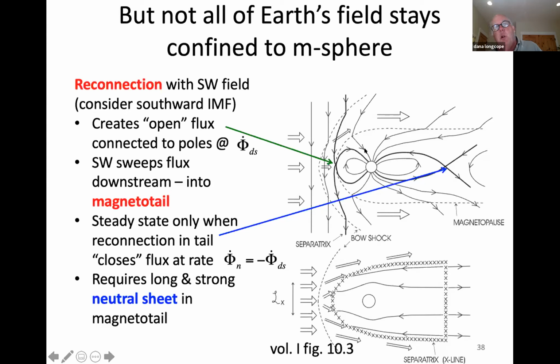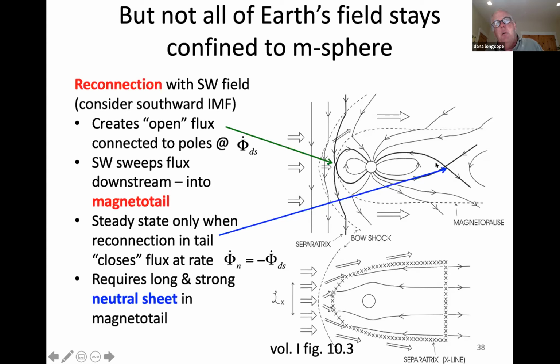Okay, that is the auroral oval. And this field is continuously reconnected on the day side to form open field. And to get a steady state, we need to reconnect it back. So the same amount of magnetic flux that's opened up at the day side has to be closed back down in the magnetotail. This gives us a rate at which magnetic flux is being opened, and a rate at which it's being closed, and those two have to balance.